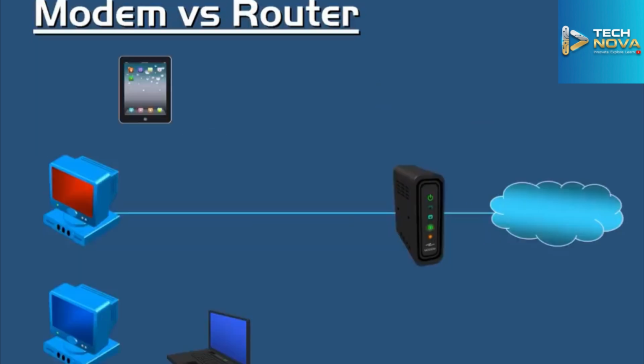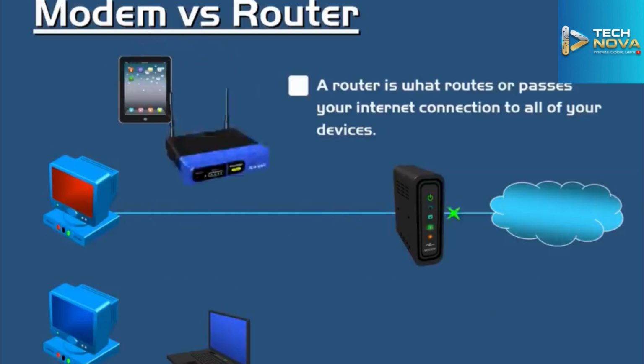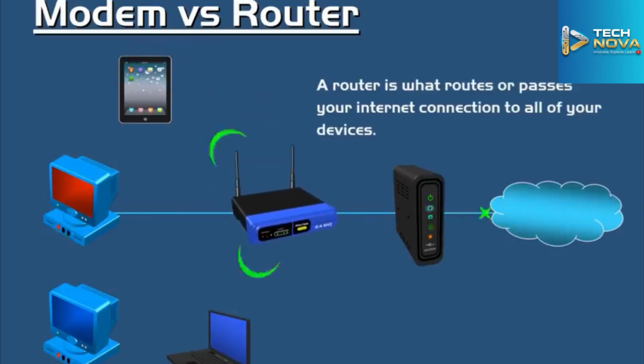Now a router is what routes or passes your internet connection to all of your devices in your home or business. It directs it to all of your computers, tablets, phones, and so on, so that those devices can access the internet. A typical small home office router, like this one here, will have a built-in switch with multiple ports, so that you can connect multiple devices using an Ethernet cable connection. And it also functions as a wireless access point so that wireless devices, such as tablets and laptops, can have internet access.